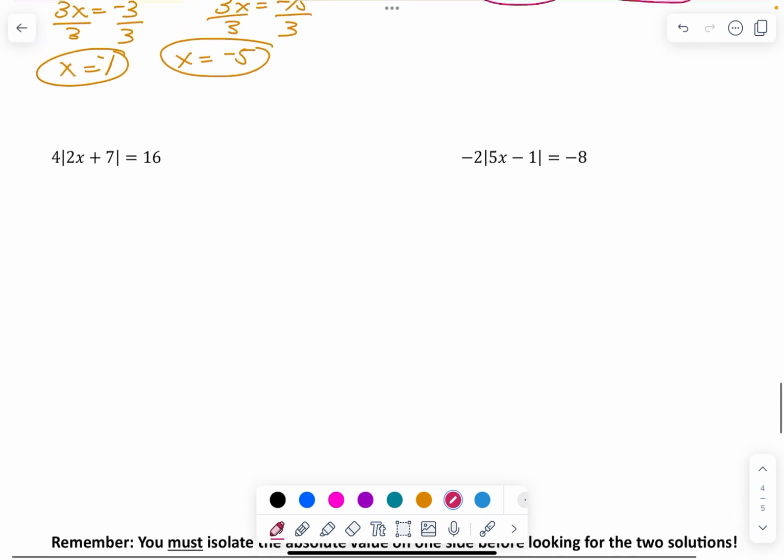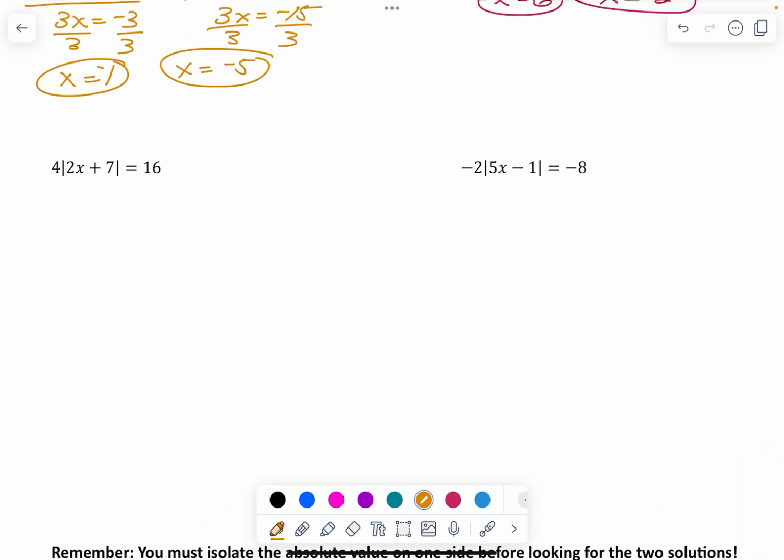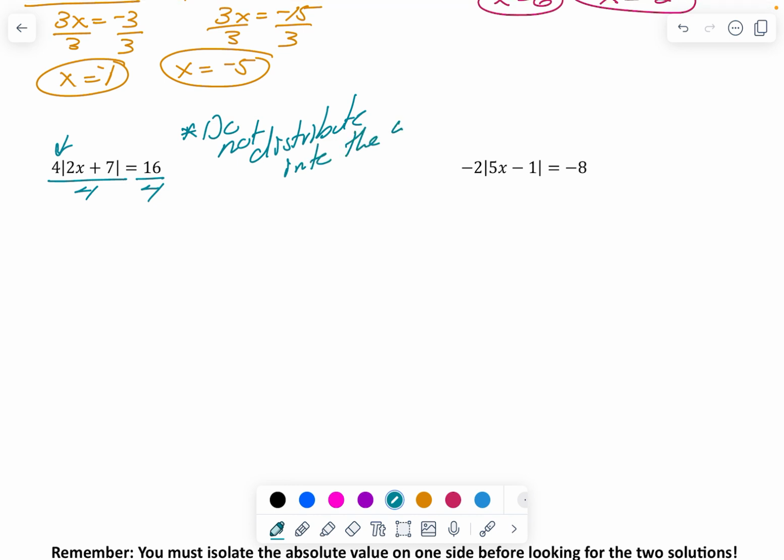Here's a couple more examples. Is the absolute value by itself on one side? No, we got to get rid of that thing. So it's connected by multiplication. We're going to divide. We're not going to distribute. Do not distribute into the absolute value.